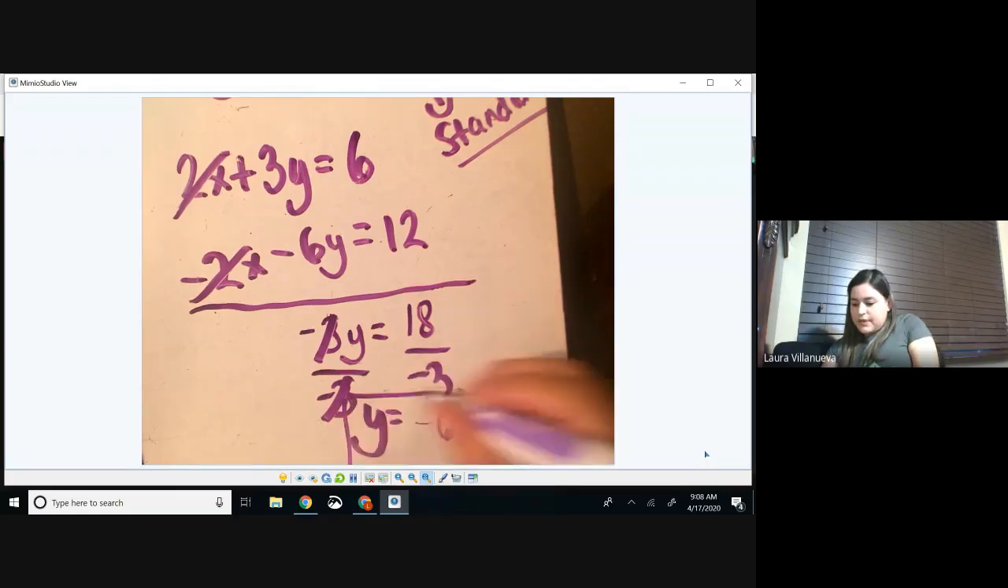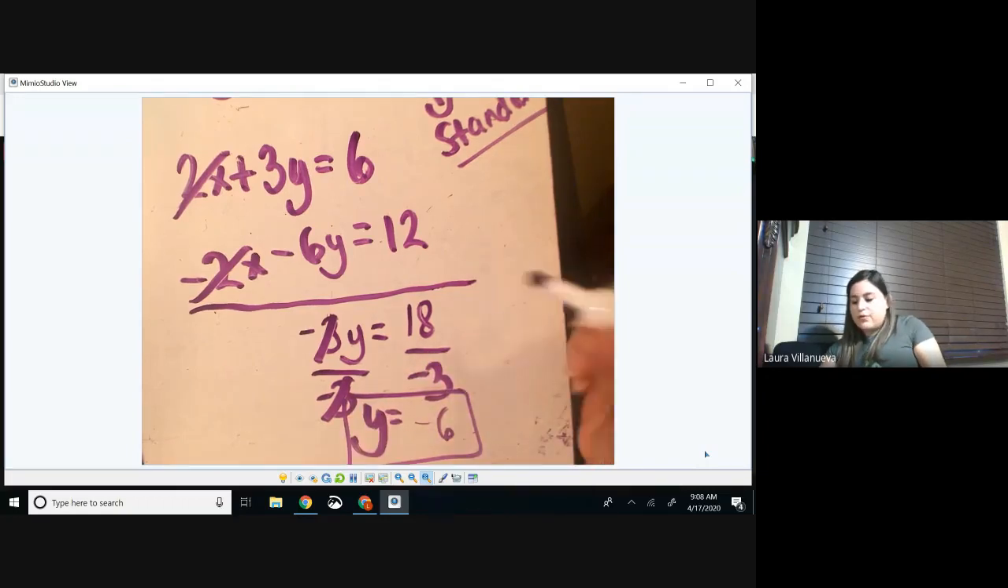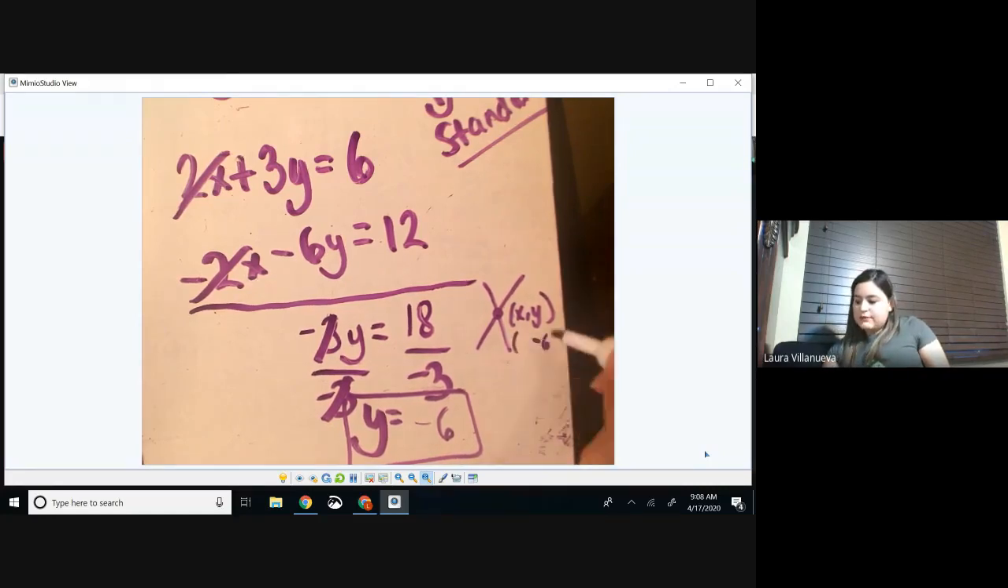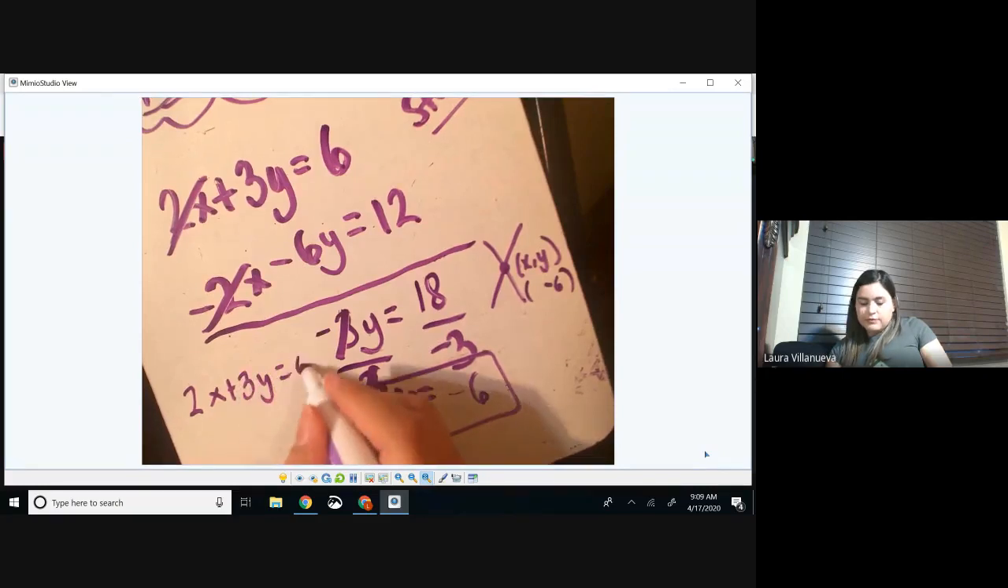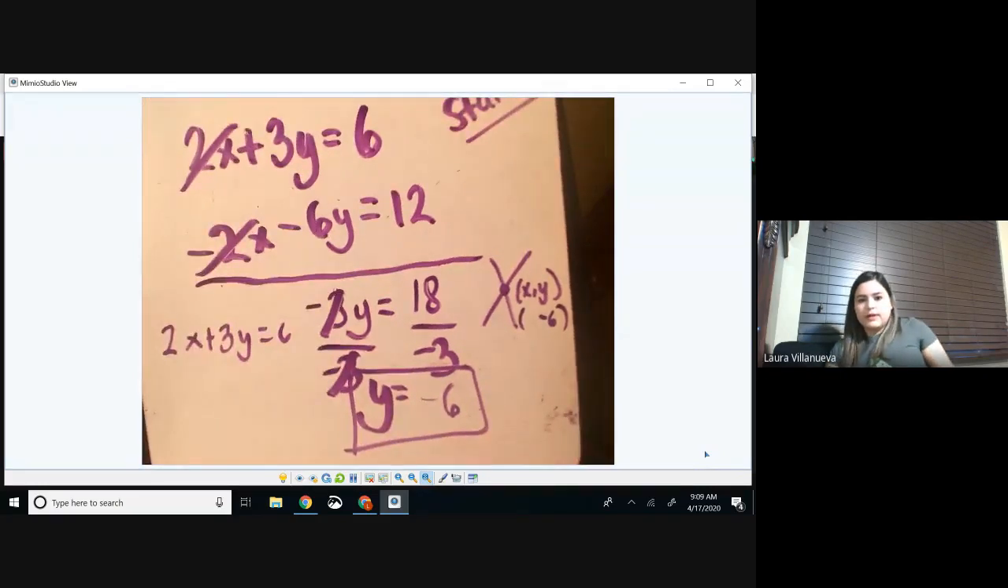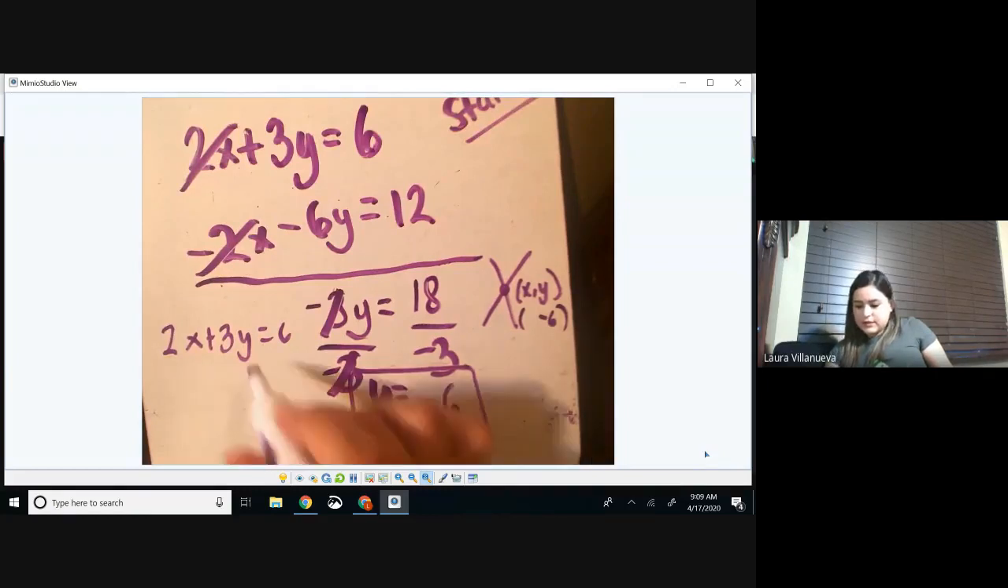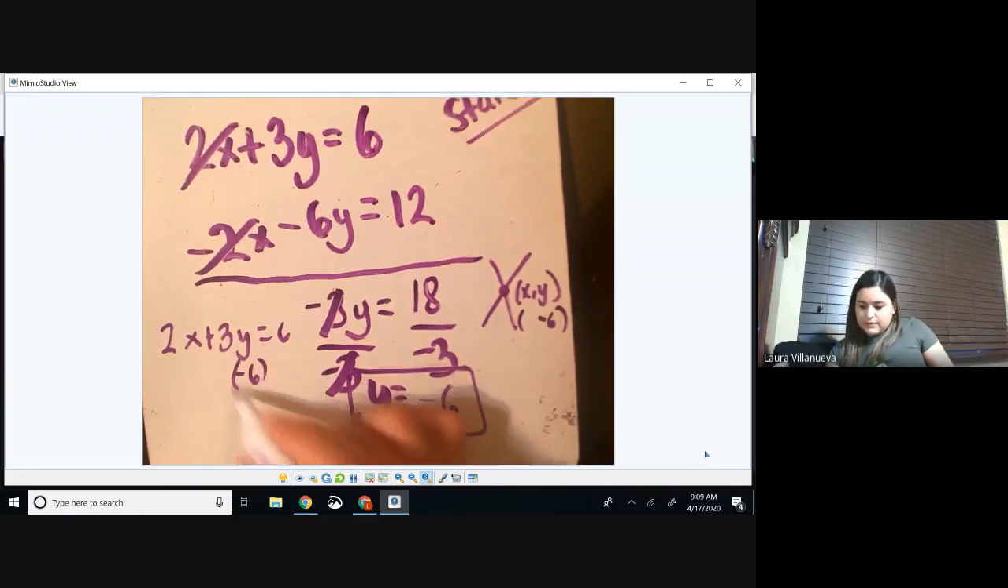Now, this is not my full answer. Remember that when you have two lines, the crossing point is an x value and a y value. So I have found my y value, which is negative 6, but I need to find my x value. So what I'm going to do is grab one of the equations that I already have from the very beginning, and I'm going to plug in my negative 6 in there. So I'm going to plug it in.